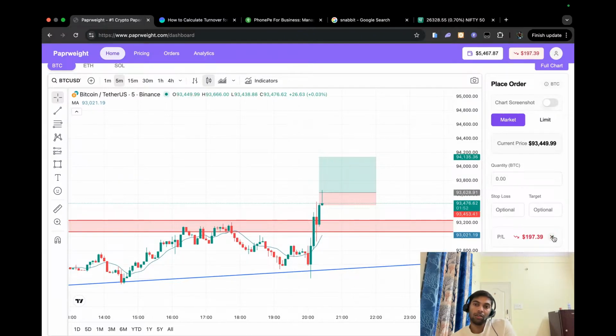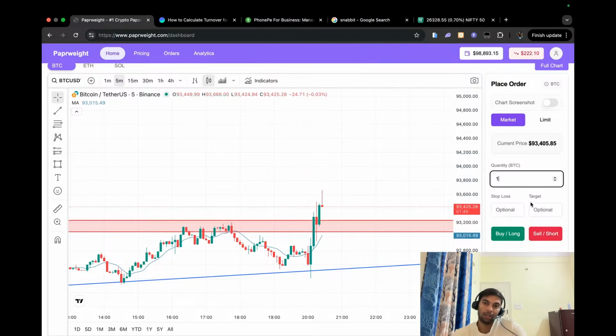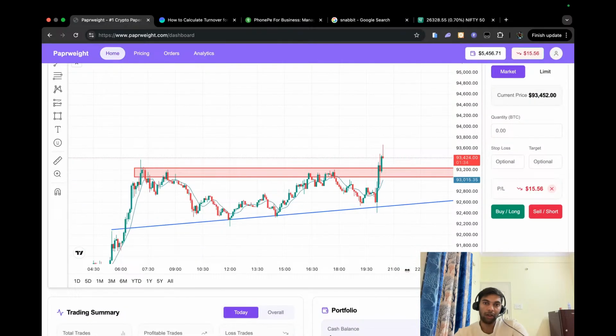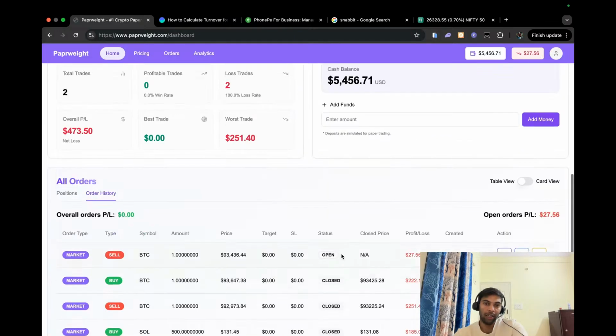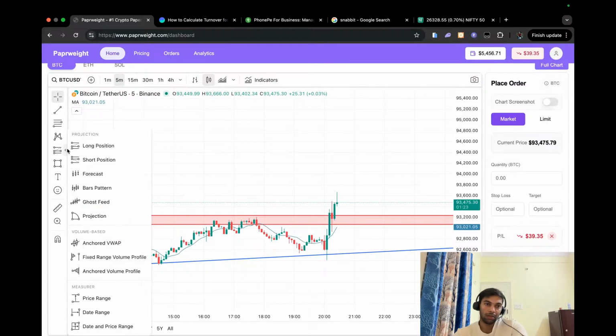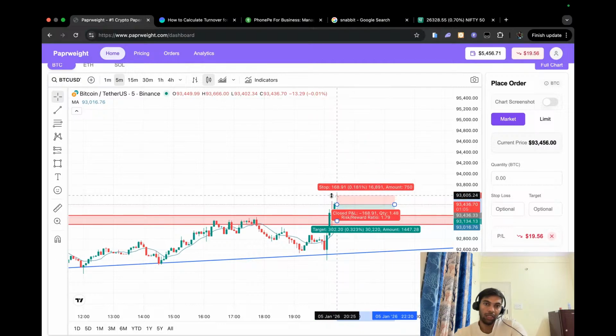Okay, I think we got trapped again. Let me sell this again. So I am on the selling side right now, because I think, like me, most of the buyers got trapped at this particular point, and I sold at 93,436. Short at 93,436. My stop loss would be at the candle high, and my target would be at this.